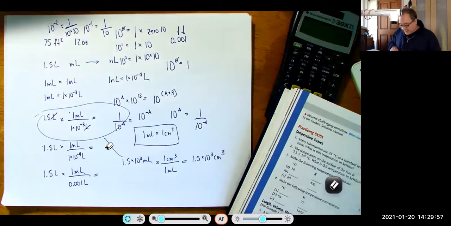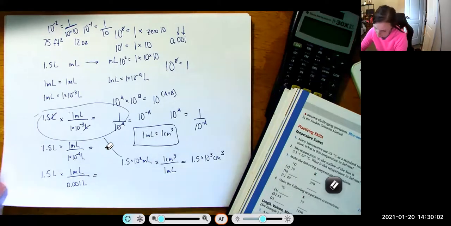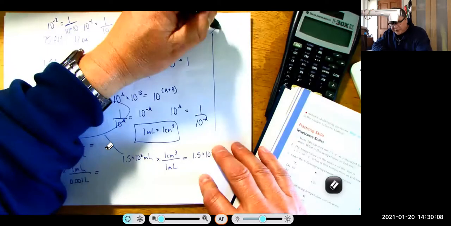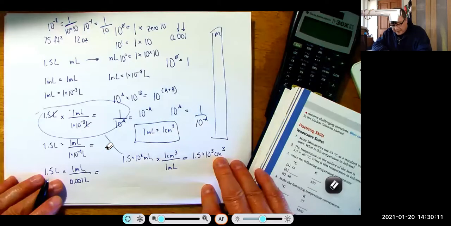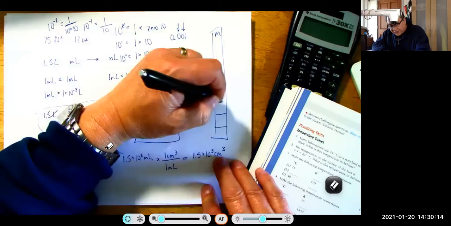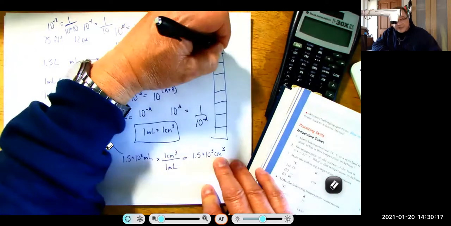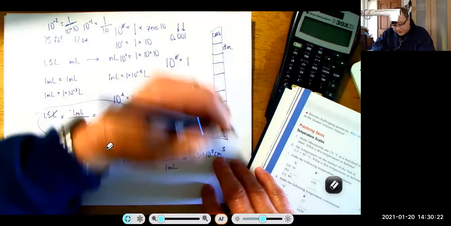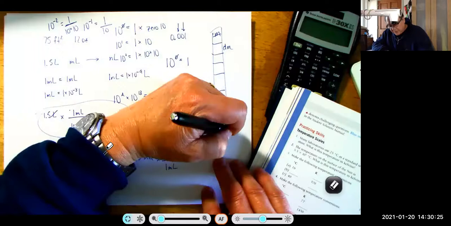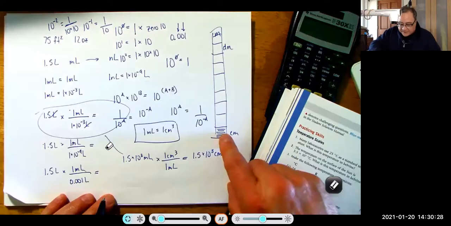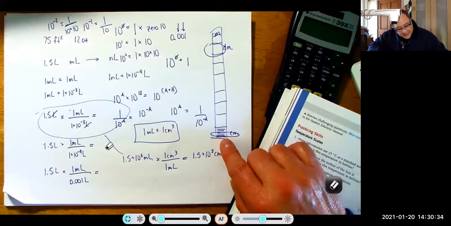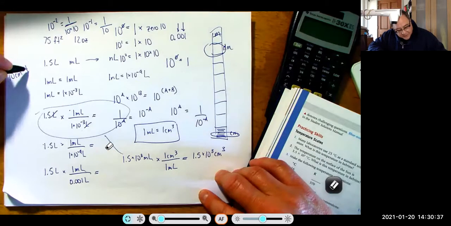Okay, how would you convert this to decimeters? That's where I got stuck. Now, this is what I would do. This is a meter stick. It's divided into 10 equal portions. Each portion is a decimeter. Each decimeter is split into 10 equal portions, and that's a centimeter. So how many centimeters are in 1 decimeter? 10. Right, so 10 centimeters is 1 decimeter.